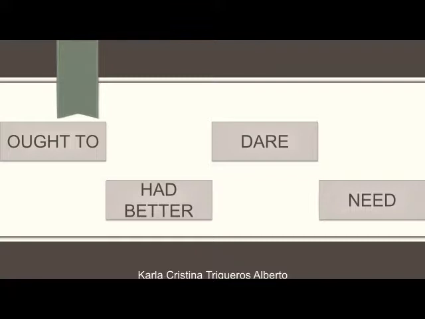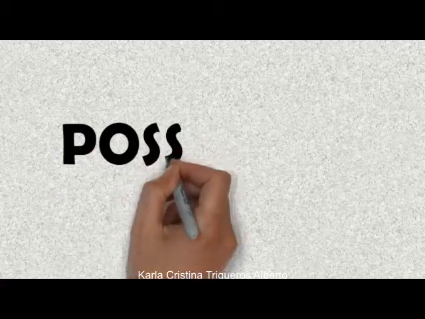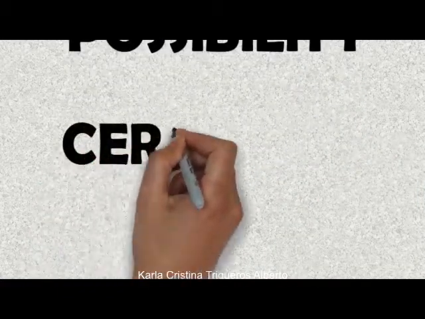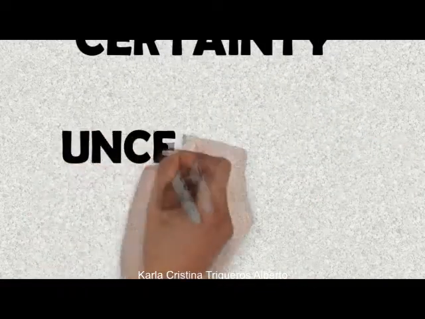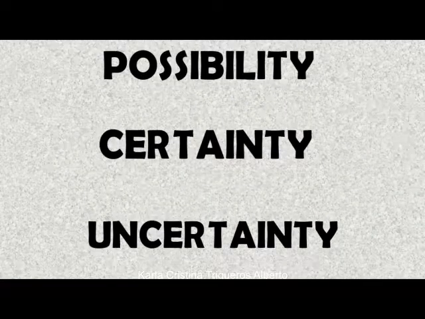As we mentioned before, there are many types of modals with their functions, but this time we are going to focus only on three categories. The first one, possibility. Second, certainty. Third, uncertainty. These modals we are going to study right away are used in the past tense. Now let's talk about the first one.